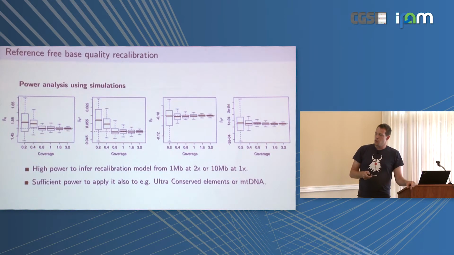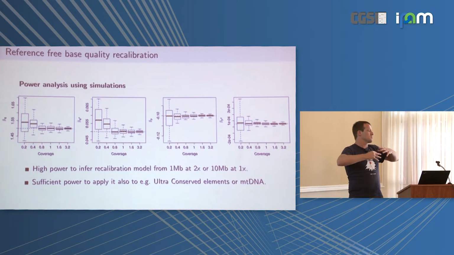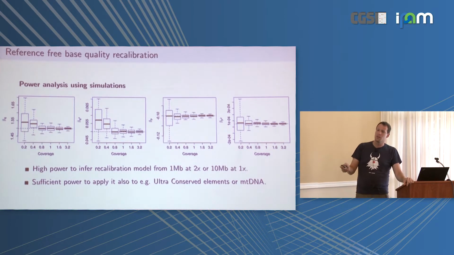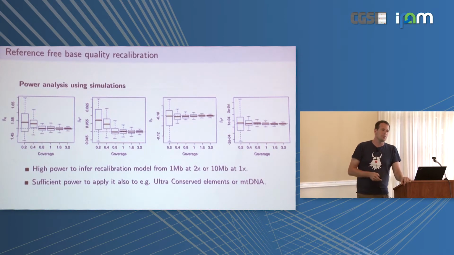What we also found is that you can just increase the number of sites you have if coverage is low. So if you have very low coverage, we can use just larger windows, like say the whole X chromosome or something like that, which is way more than the 1 megabase used here, to get accurate recalibration. Okay.